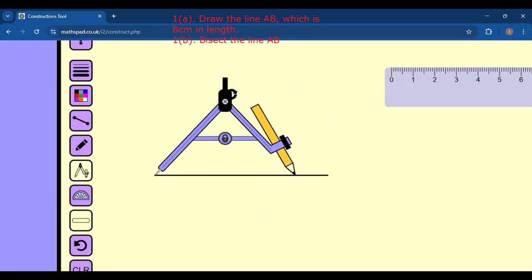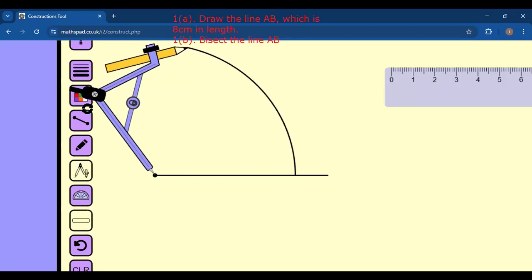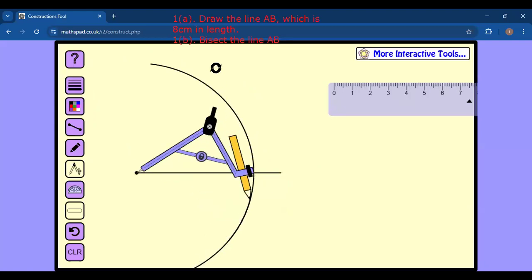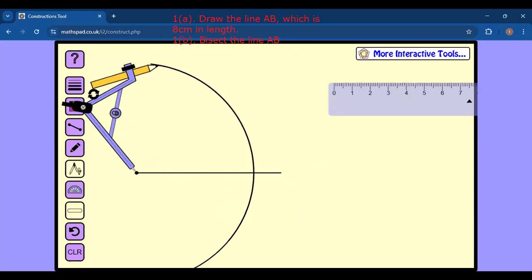Then we're going to draw an arc. I hope this isn't too big. Let's see if it's too big, let's see from my little graph here. It works, good. So this is our first arc.